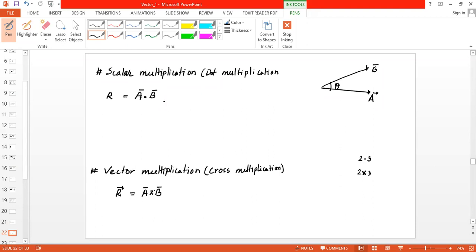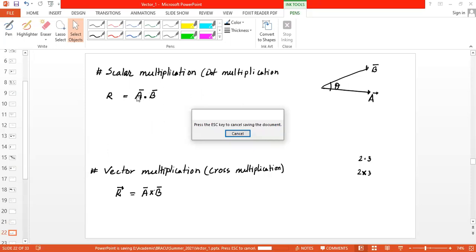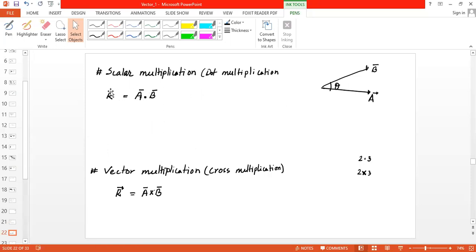So this is scalar multiplication and vector multiplication. And then what should be the value of this R? If A and B are two vectors and theta is the angle between them, we can write R, or their product, as the magnitude of one vector times the magnitude of the other vector, and cosine of the angle between them. So R means AB cosine theta in the case of scalar multiplication.